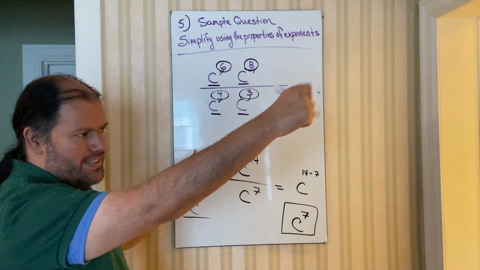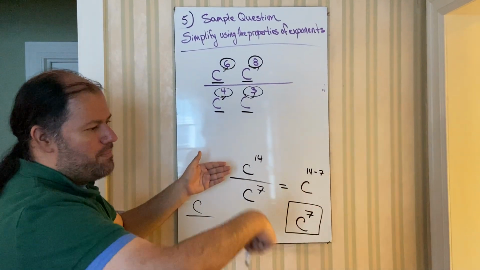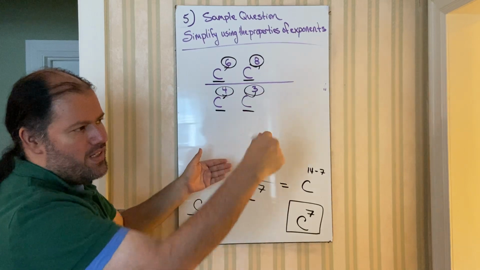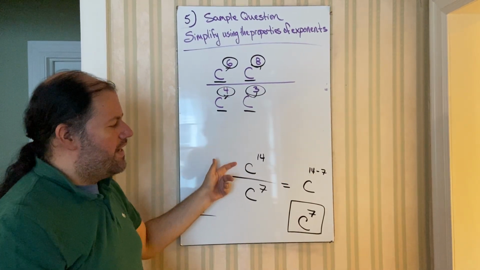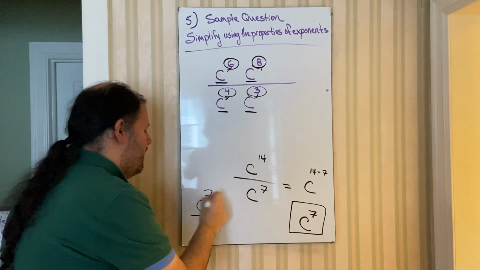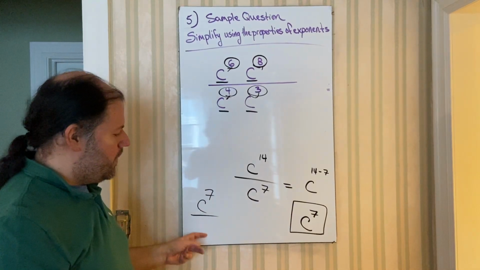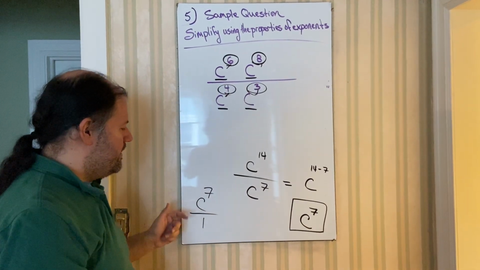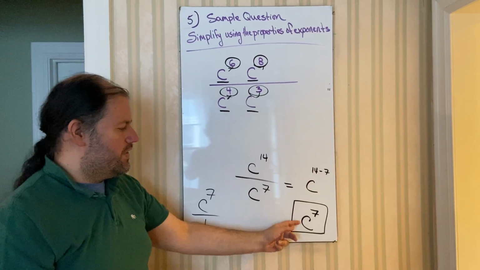If you wrote 14 c's out and 7 c's at the bottom, and you cancel 1 for 1, 1 to 1, you would have an extra 7 c's on top. Understood 1 at the bottom, and then you know that c to the 7th divided by 1 would still give you c to the 7th.